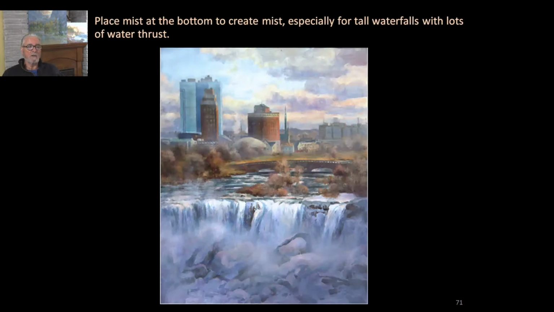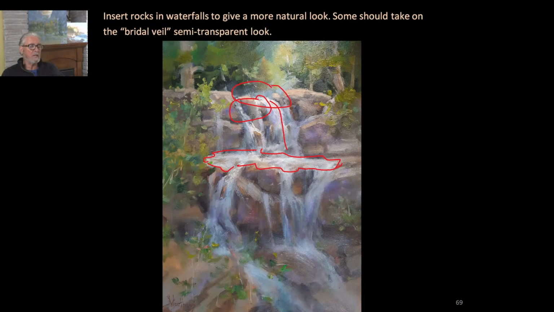This is Niagara Falls on the American side. Place mist at the bottom to create mist, especially for tall waterfalls with lots of water thrust. So they really give that feeling that the gravity is really taking its course. Boom, the water is banging against those rocks. Add mist to it. I do it even if it's a small waterfall. It just takes the rigidness away.